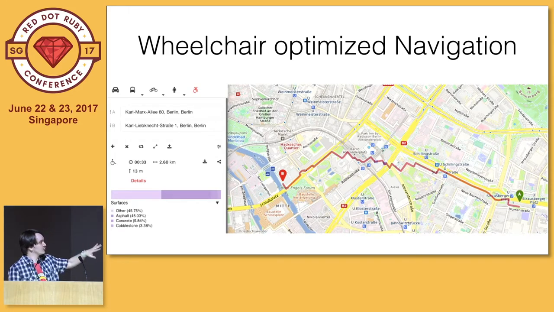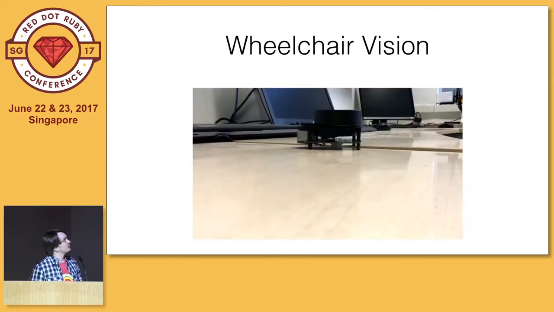And as you see, you get a route calculated from A to B, and on the left side you also have the material of the surface, which makes a big difference. Obviously with a wheelchair you prefer something like asphalt or concrete and not these cobblestones, which are also quite common in Germany. So again, wheelchair optimized navigation is one thing I'm working on.